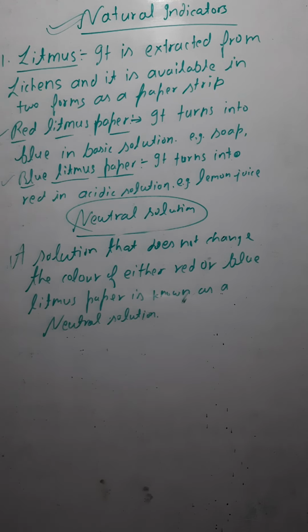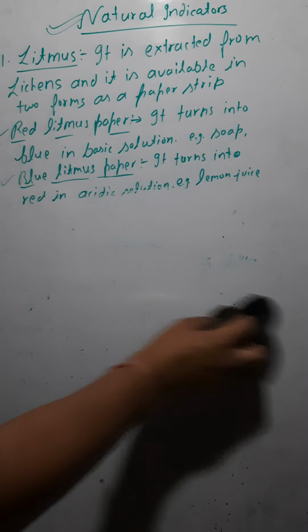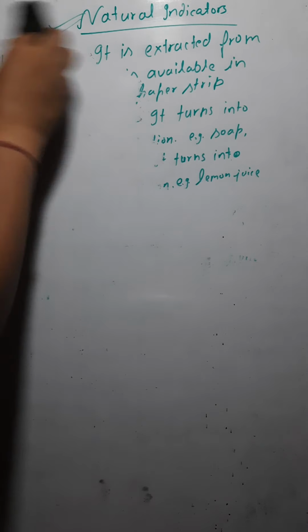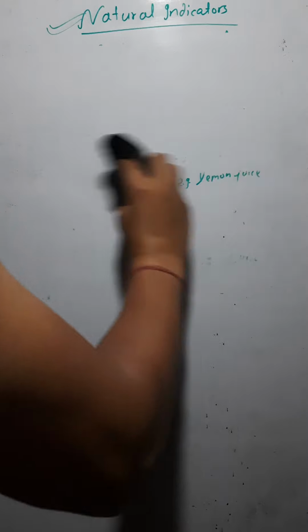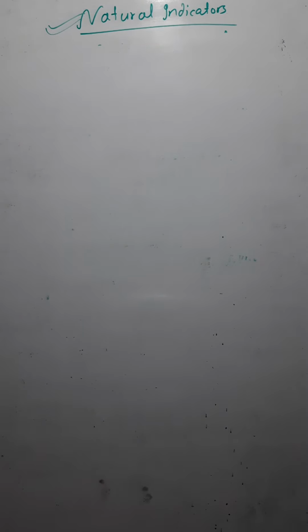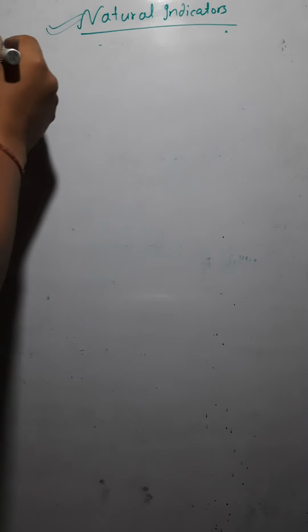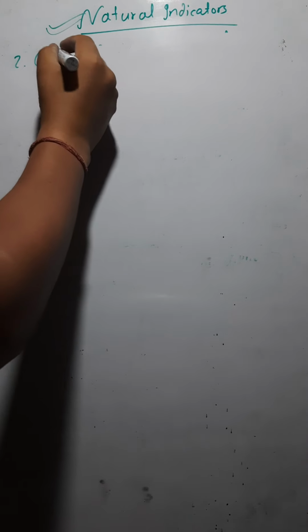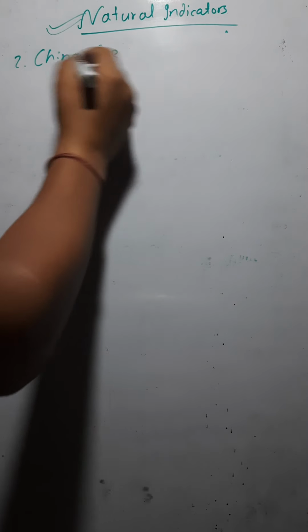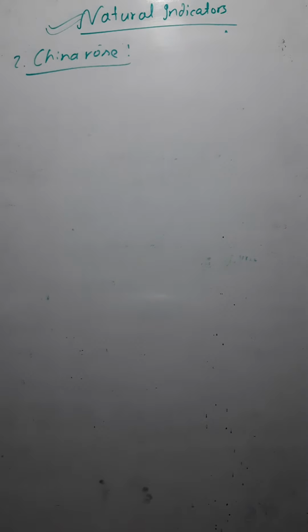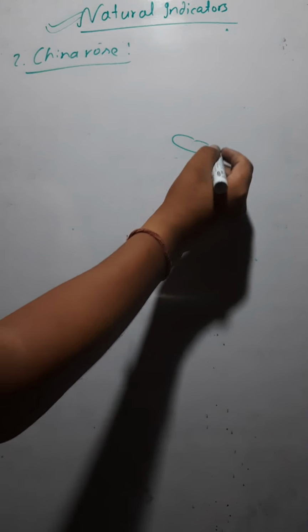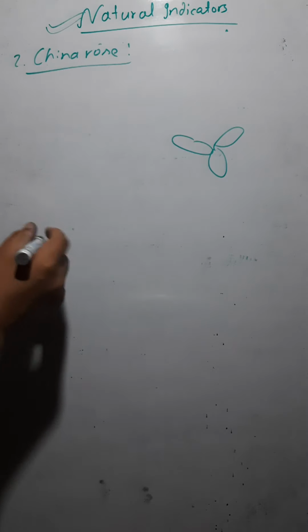Okay, so let me erase this if you have noted it down. Now we are going to discuss the second type of natural indicator, that is China rose, also known as the gudhal. You must be knowing it. Second is China rose. China rose is nothing but gudhal. Now what you do, you take the petals of the gudhal flower.